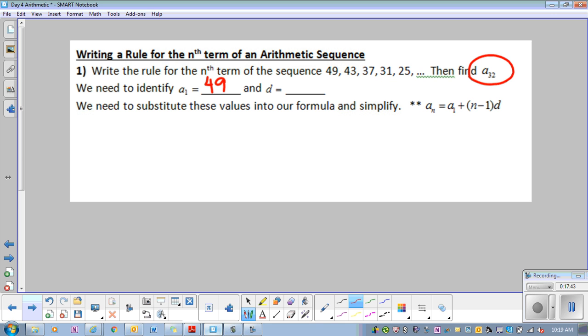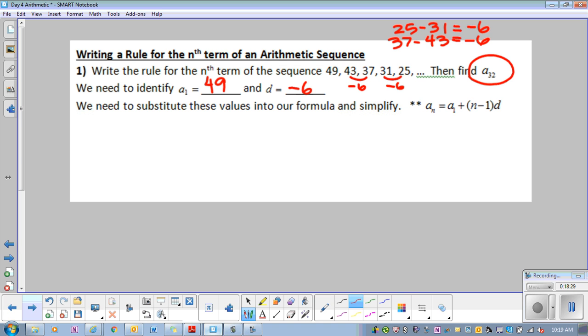What is d? Let's see. Start from the back, subtract the one right in front of it, right? So what is that? What's 25 minus 31? Negative 6. And just to be sure, let's pick another one. I'm going to mix it around. Let's do 37 minus 43. Because it doesn't matter which order. You just have to pick the numbers that are right next to each other, right? What is 37 minus 43? Negative 6. So negative 6 is what? Is d, right? Negative 6 is d because that's the common difference between each term.